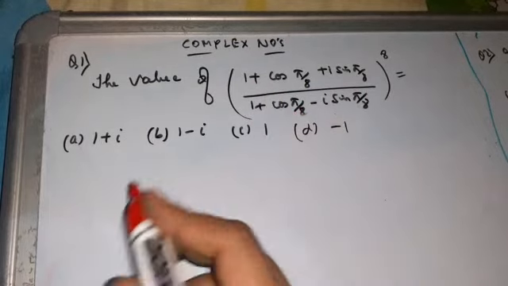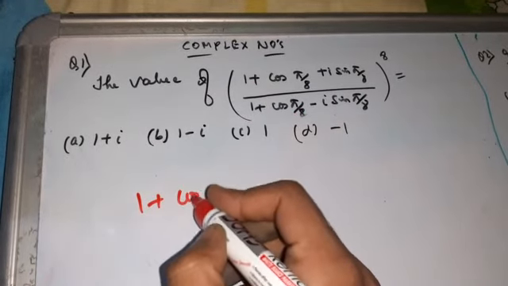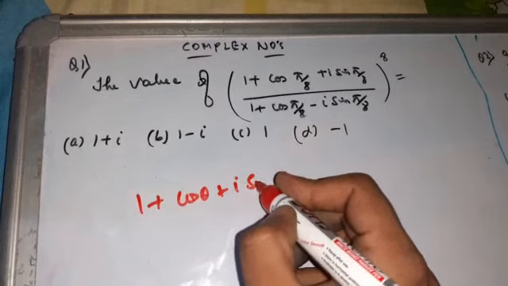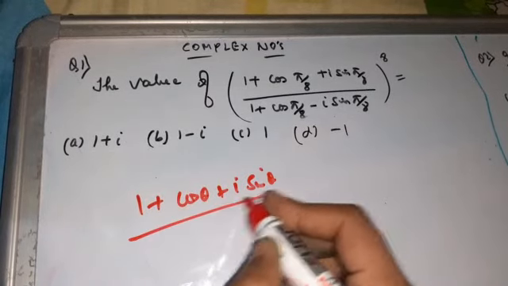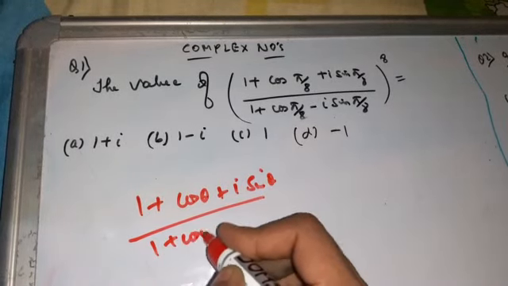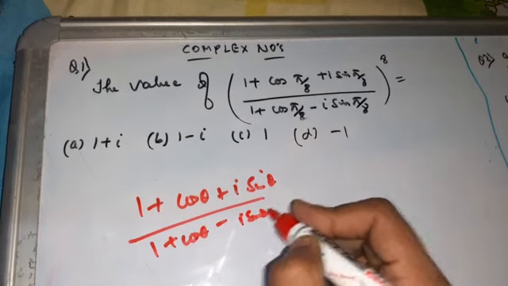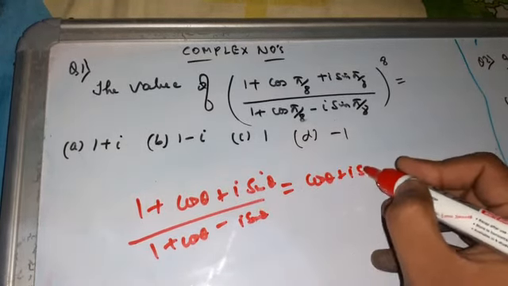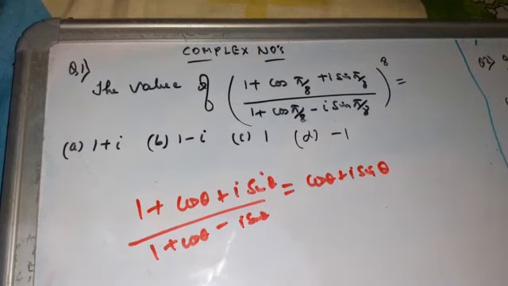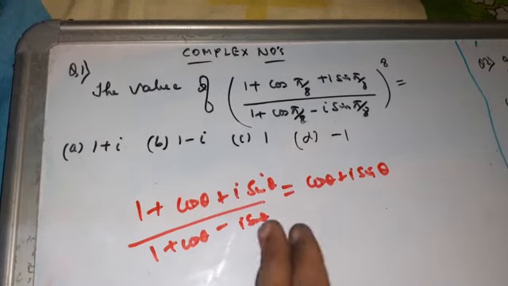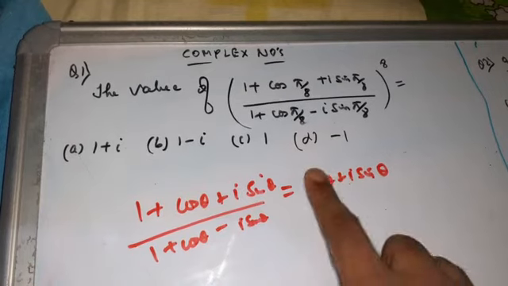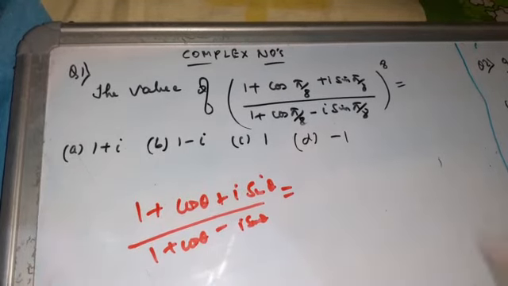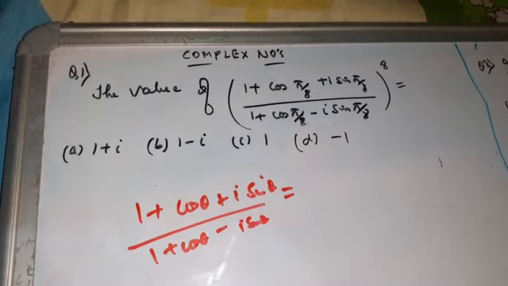For this kind of problem, what you need to know is that there is a form in which this can be reduced. (1 + cos θ + i sin θ) / (1 + cos θ − i sin θ) can be directly written as cos θ + i sin θ. A question will arise in your mind: how can I write this? So first of all, I am proving to you how we can write it. Okay, we can easily write it.